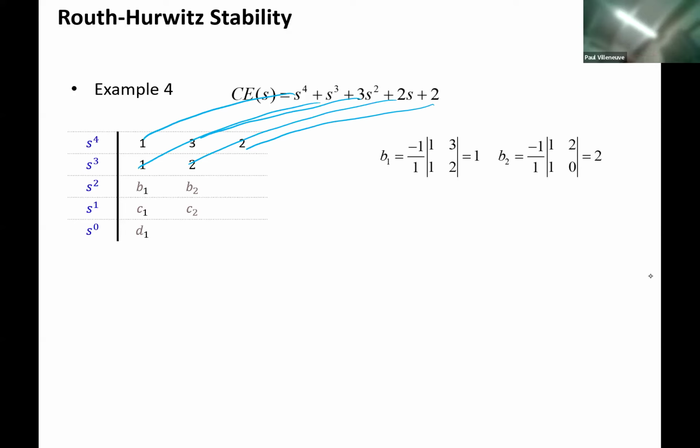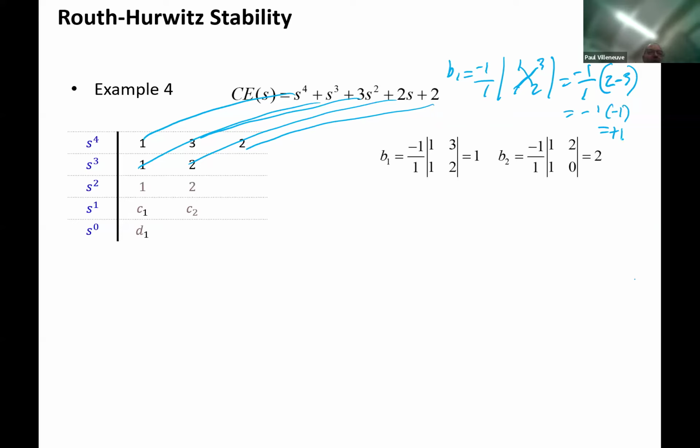Everybody see how we get that? If you can't remember how to get these, how to do the determinants, because you all said that you may not have seen that previously. Negative 1 over 1, the determinant of this is equal to: you take these two, multiply them together, and then you subtract the multiplication of those two. So that equals negative 1 over 1, which is 1, times negative 1, which is positive 1. That's how you do the determinant. So I have b1 and b2.